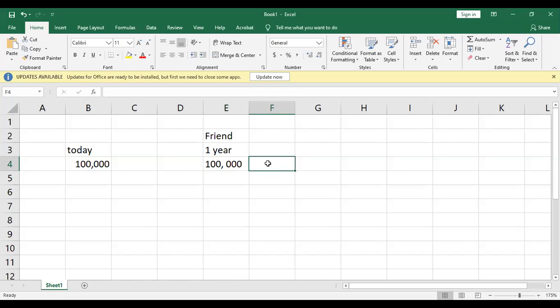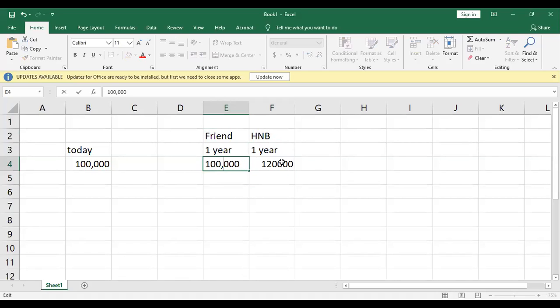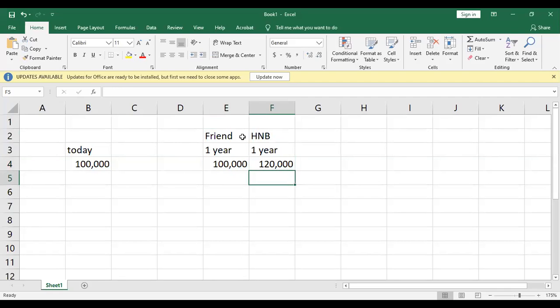Option two: you can put your money in HNB. In 1 year, you will get 120,000. Say honestly, you will go for option one or option two? What do you prefer? Please tell your answer in the chat box. Will you give money to your friend or deposit money in HNB? Please type your answer in the chat box.